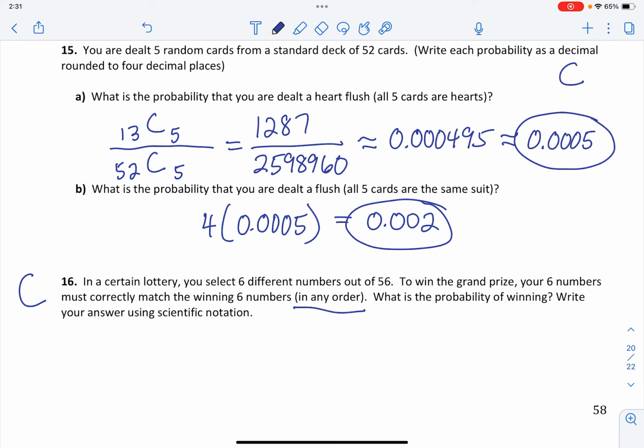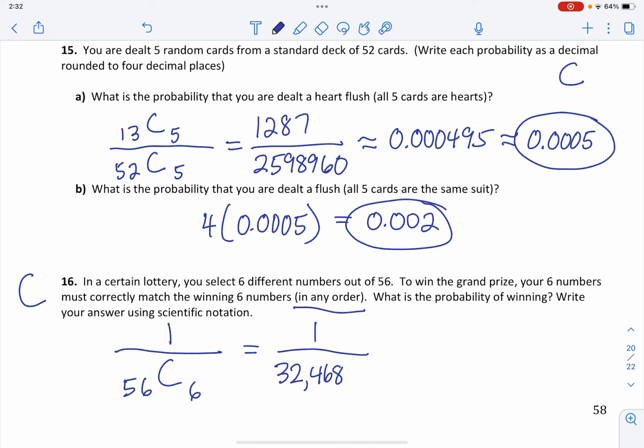Right? So if you think about the total number of possible tickets that you could buy, there's 56 numbers to choose from, and you're choosing 6. That's the total number of possible outcomes. But you just get 1 ticket. You get 1 combination of your favorite 6 numbers. So you only have 1 ticket. You have 1 chance to win out of all those. And then if I calculate that 56 choose 6, that's 32,468,436. So that's the answer in fraction form.